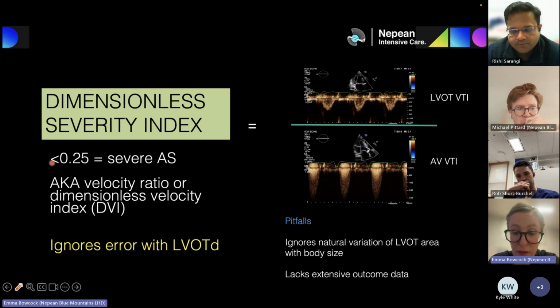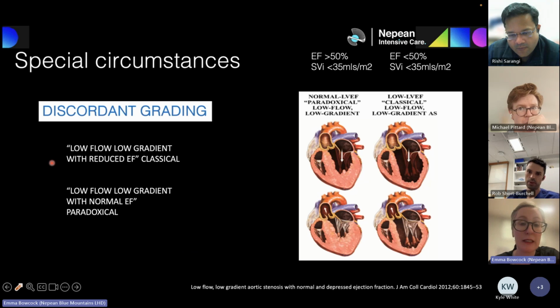There are a couple of pitfalls. There's not as much prognostic outcome data using this as there is with aortic valve area. And it does ignore that natural variation in your LVOT area size, which changes, of course, between patients, so it ignores that as well.